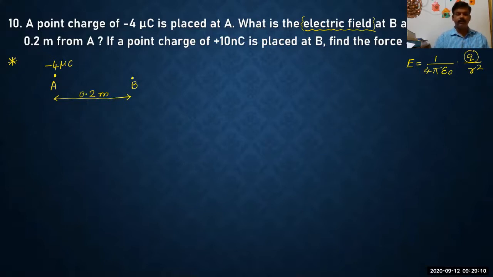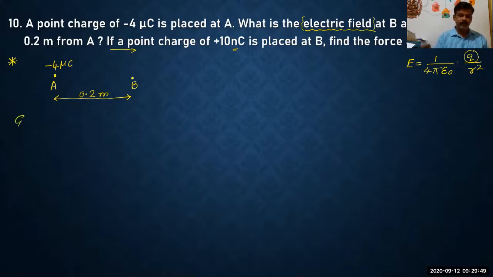Right. Now there is one more extension. What is that? If a point charge of plus 10 nanocoulomb, okay, so N stands for nano, plus 10 nanocoulomb is placed at B, then find the force acting on it. Yes, definitely we know that whenever any charge is placed in an electric field, it experiences a force. Hence we have to find that force. The concept is direct and very simple. So I'm not considering the second part now. I'm focusing only on the first part.